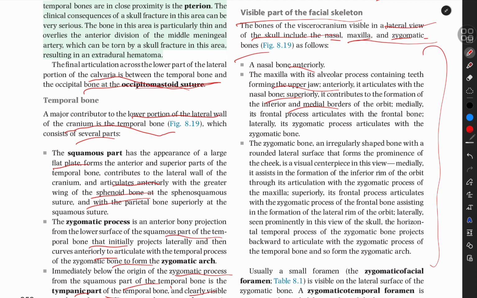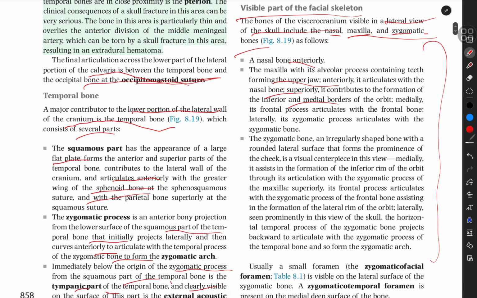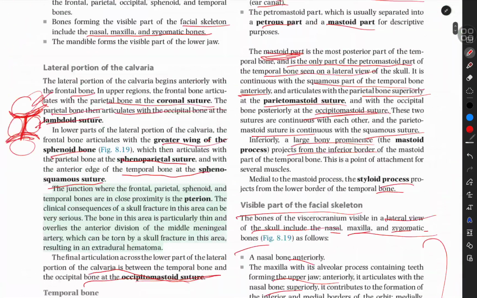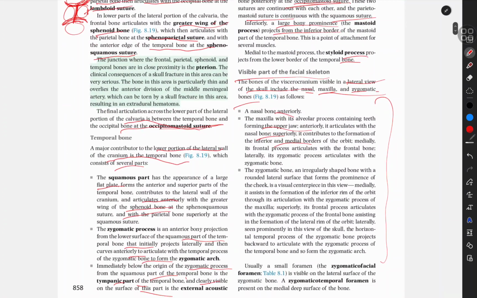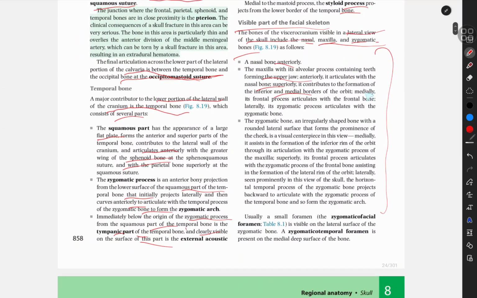This is the book's description. You just read it and forget it. Just for understanding, all you need to do is remember the picture, and you can derive all of these details from it. So just read it once and try to understand it. Medially, the frontal process articulates with the frontal bone. Laterally, the zygomatic process articulates with the zygomatic bone.